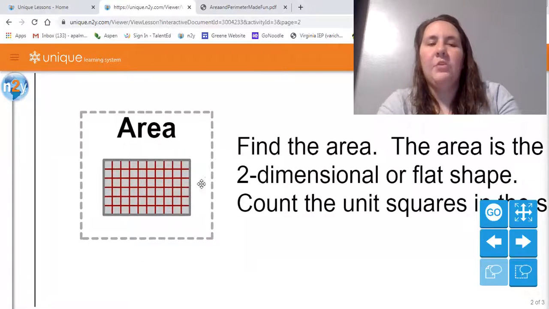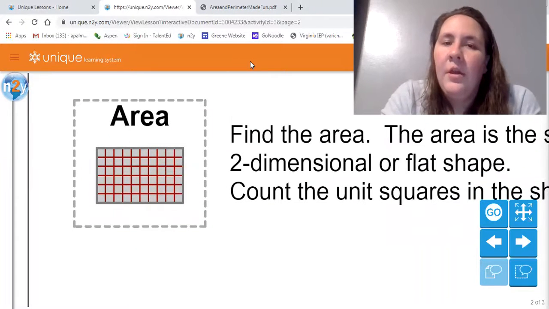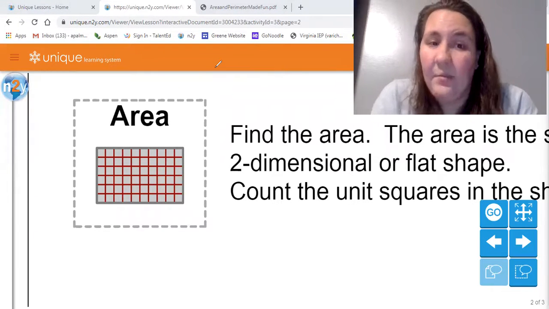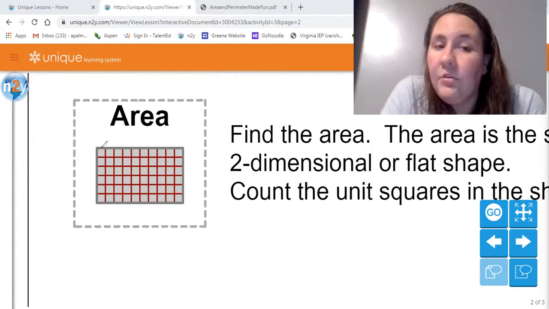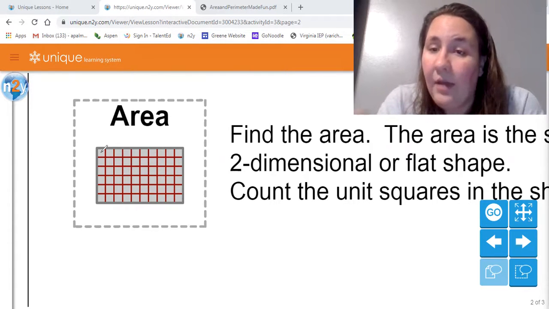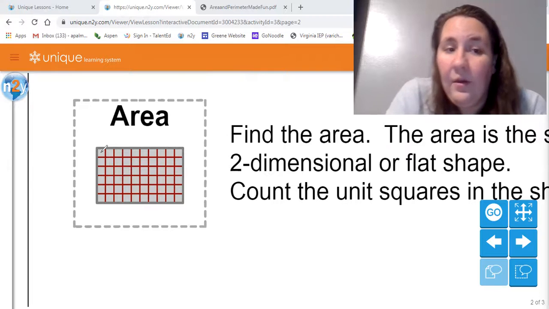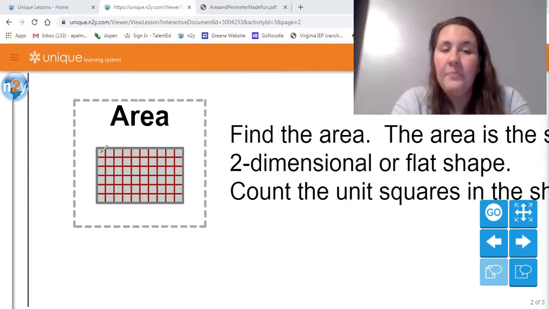But if we use our picture here in our definition, I'm going to get my little stamp and show you how we make sure that we got them all. So when you're counting your squares, you're going to put a dot as you count so that you can make sure you get every box to find the area, okay? So let's count together. Are we ready?